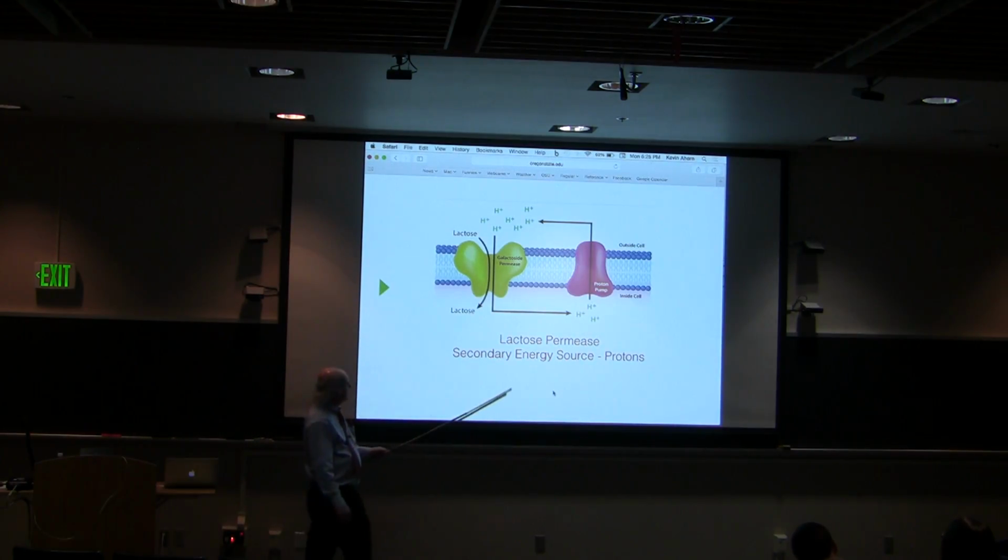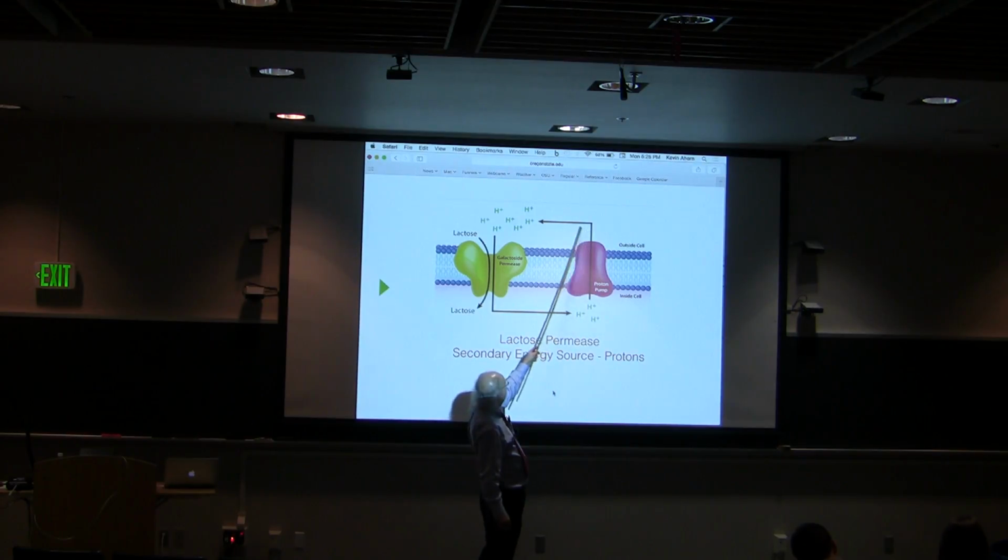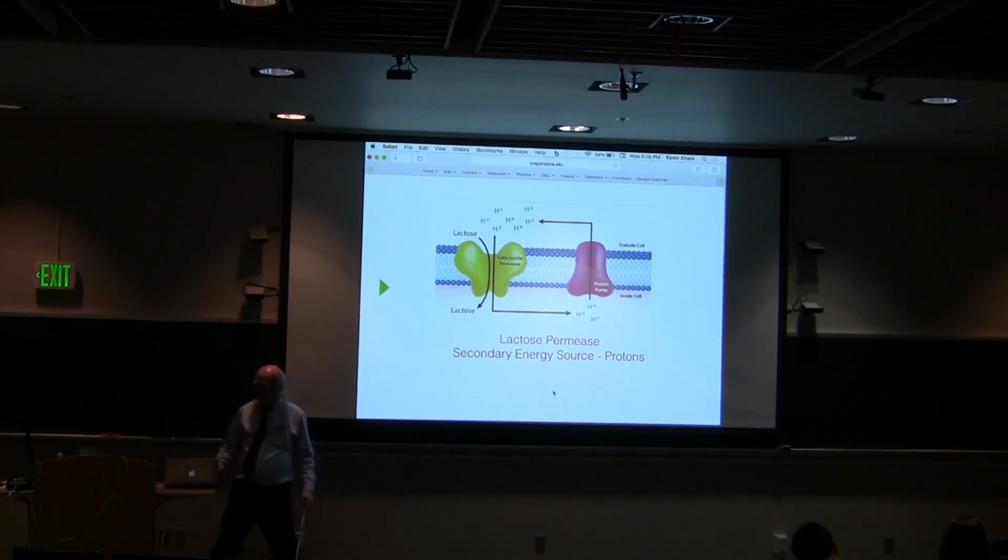The proton gradient is shown a little bit better here. A proton pump kicking things out, causing a high concentration of protons outside, which then drives the movement of the lactose in.